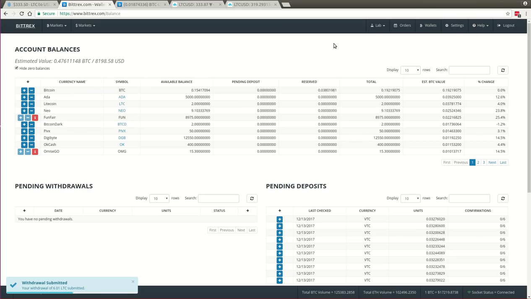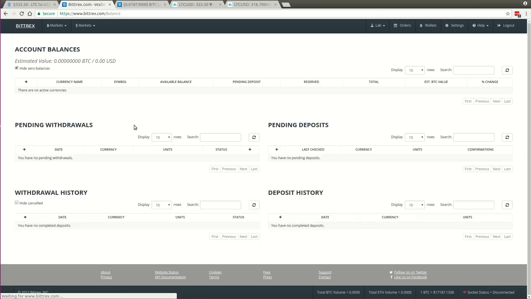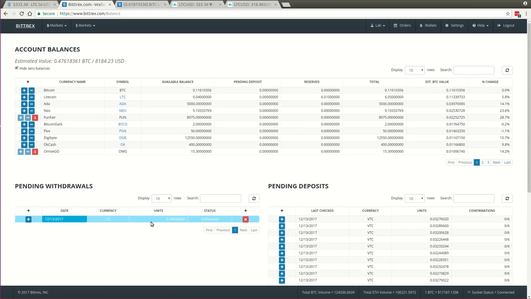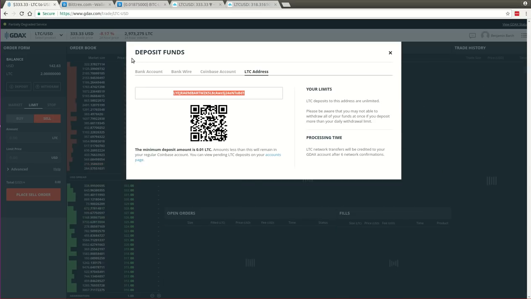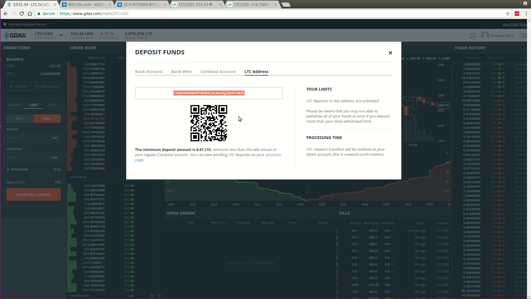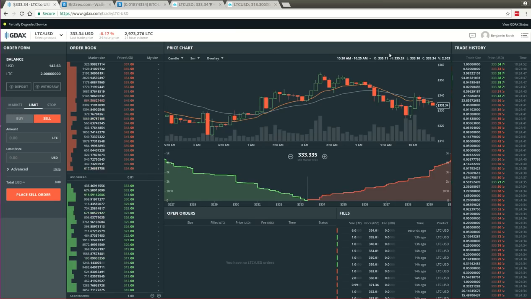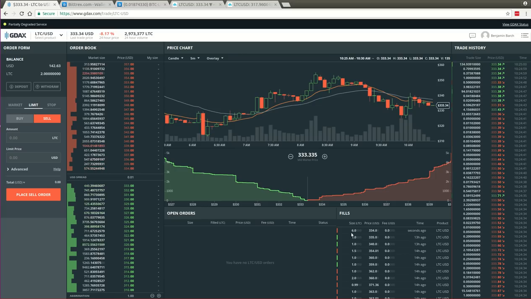So I put my 2FA code in, hit submit, and then if we refresh this page, we should see pending withdrawals here in a minute. It says it's authorized to withdraw 6 Litecoin to the address over there, ending in BD1. Check over here, ending in BD1. Both Litecoin addresses. So now it'll take a while, sometimes 30 minutes, sometimes 5 minutes, sometimes an hour, for that Litecoin to transfer over. Now it looks like we did sell all 6 at 334 while we were transferring that.